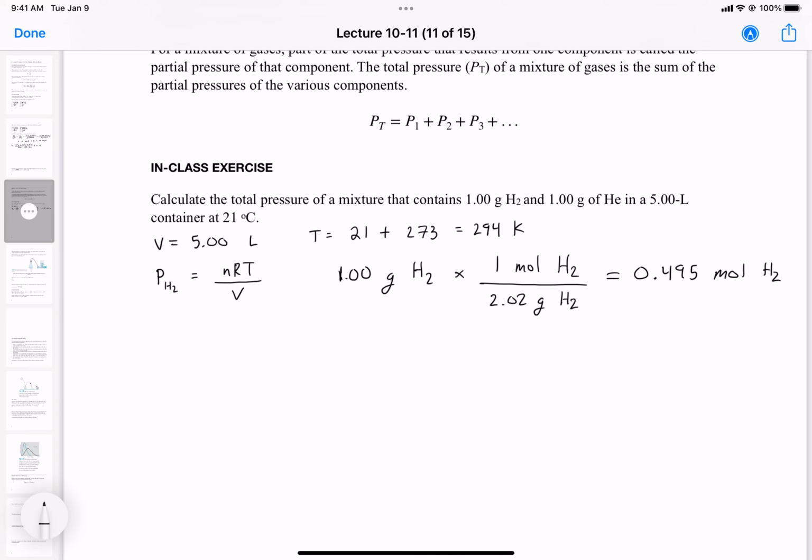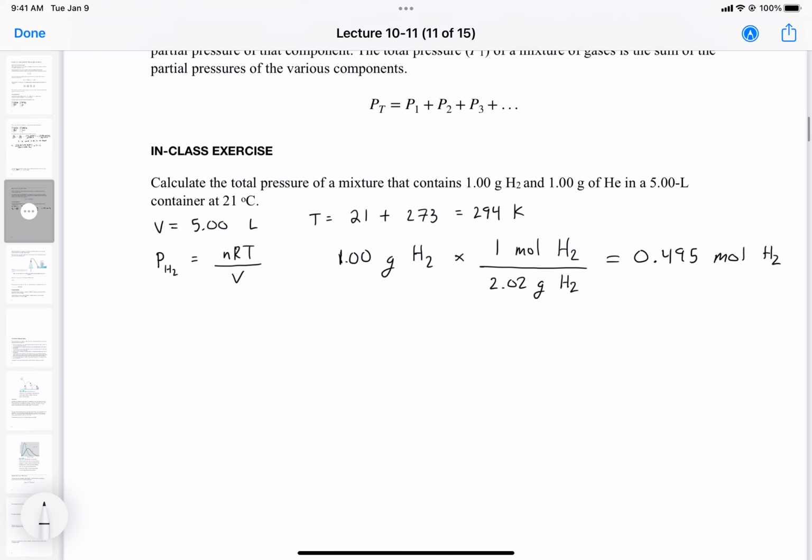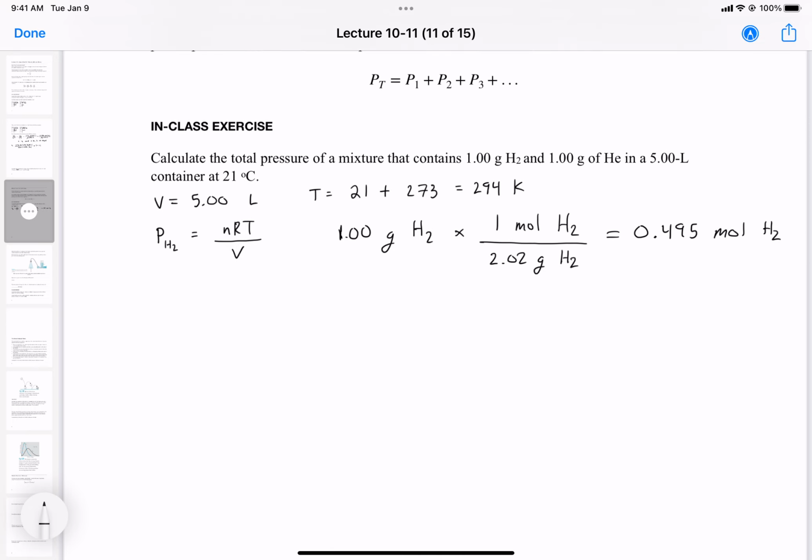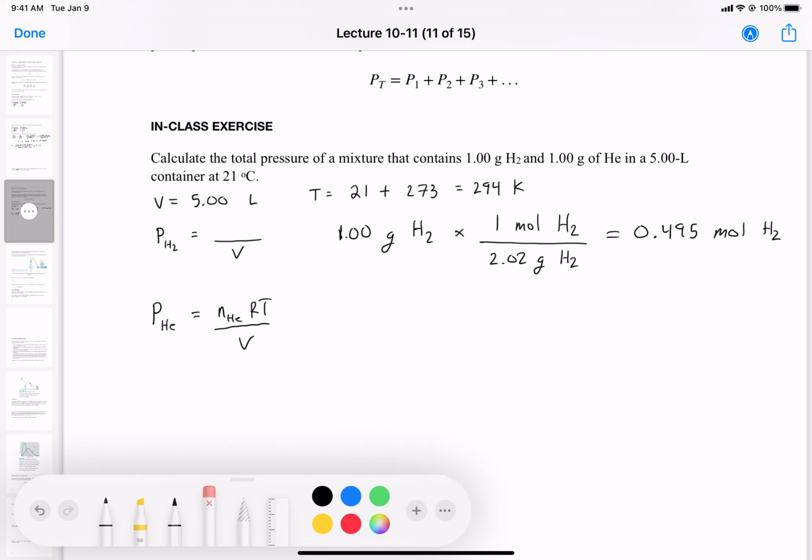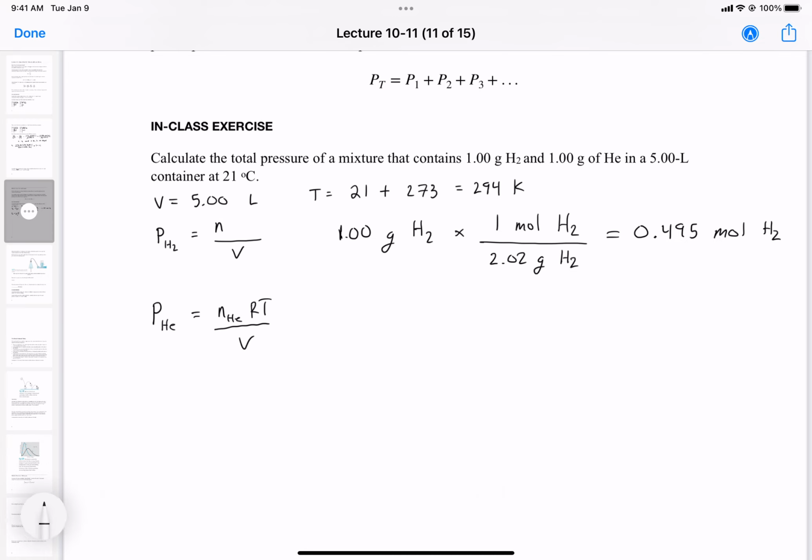Okay, so there we have the moles of hydrogen, but let's also calculate the pressure for helium. The pressure of helium would be the moles of helium times RT over V. Maybe let's rewrite this equation so it's easier to represent, so it's clear that you need to find the moles. So we have 1 gram of helium.